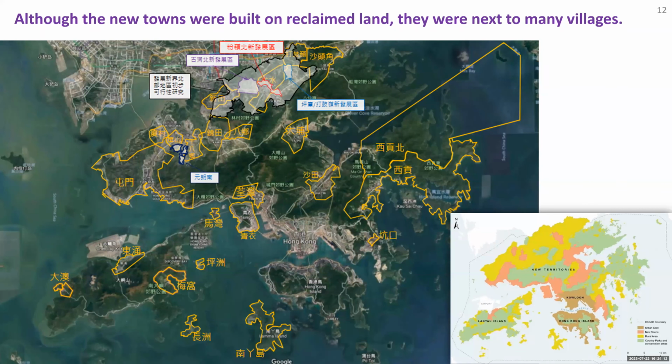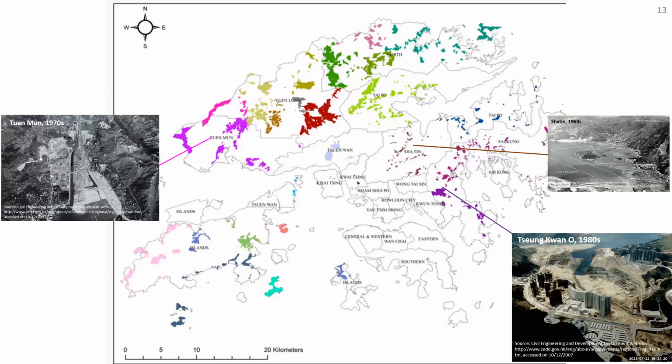However, as I've said, although the new town seems to be just built on reclaimed land, actually they were next to many villages. I don't know whether you know that Hong Kong actually has 27 rural communities. And in fact, Sha Tin, where I'm now at the university, you might not know that Sha Tin actually has the second largest number of villages in Hong Kong. Tsuen Wan has villages as well, and also, of course, Tuen Mun and other parts.